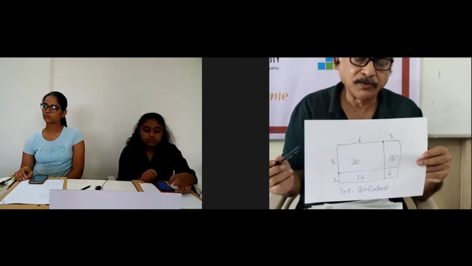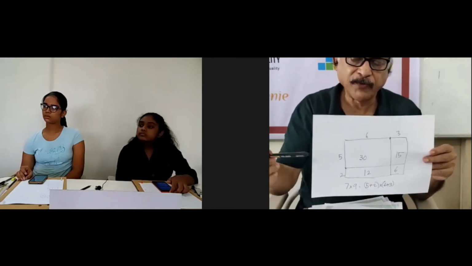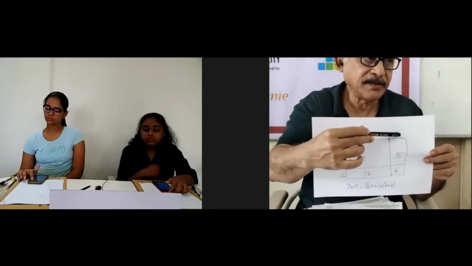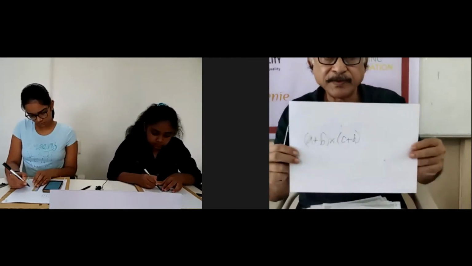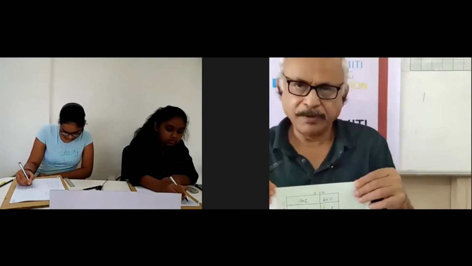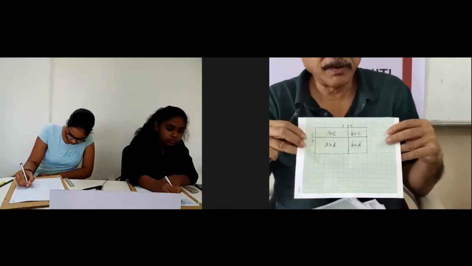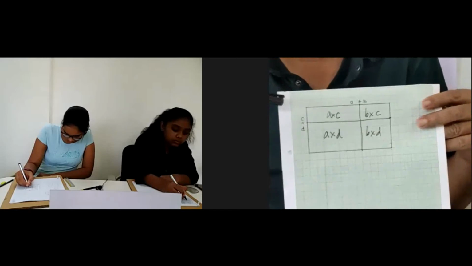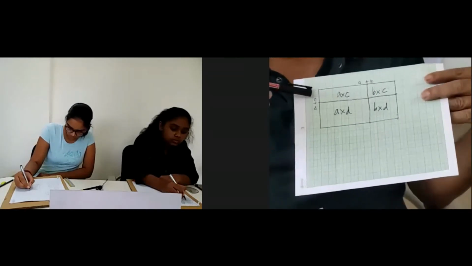I'm going to ask you to draw a rectangle for A plus B multiplied by C plus D. So please draw a rectangle for A plus B multiplied by C plus D. Do this as a rectangle. So this is the figure I think that you may have drawn. This is A plus B multiplied by C plus D.